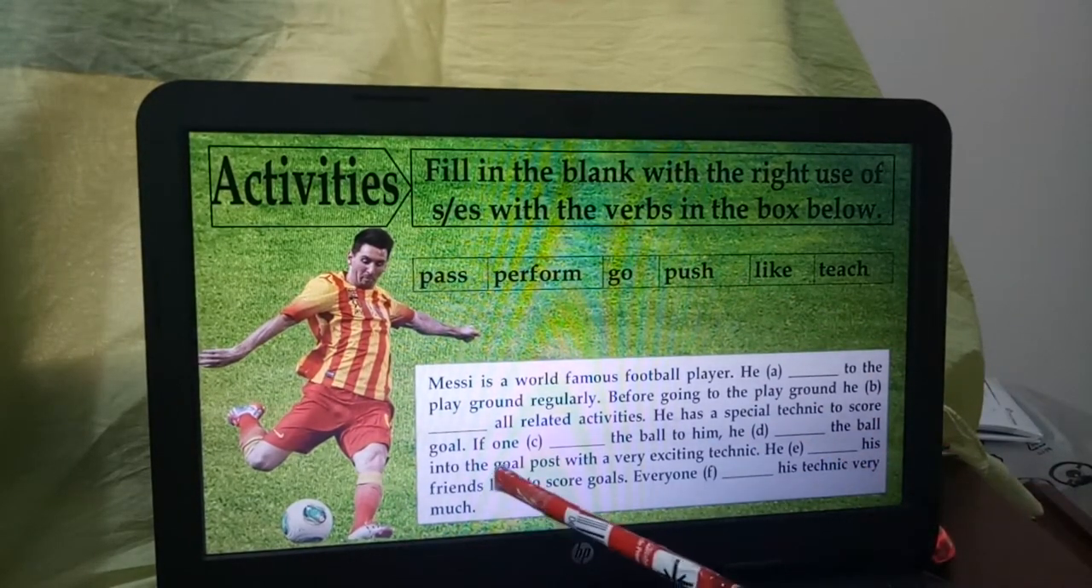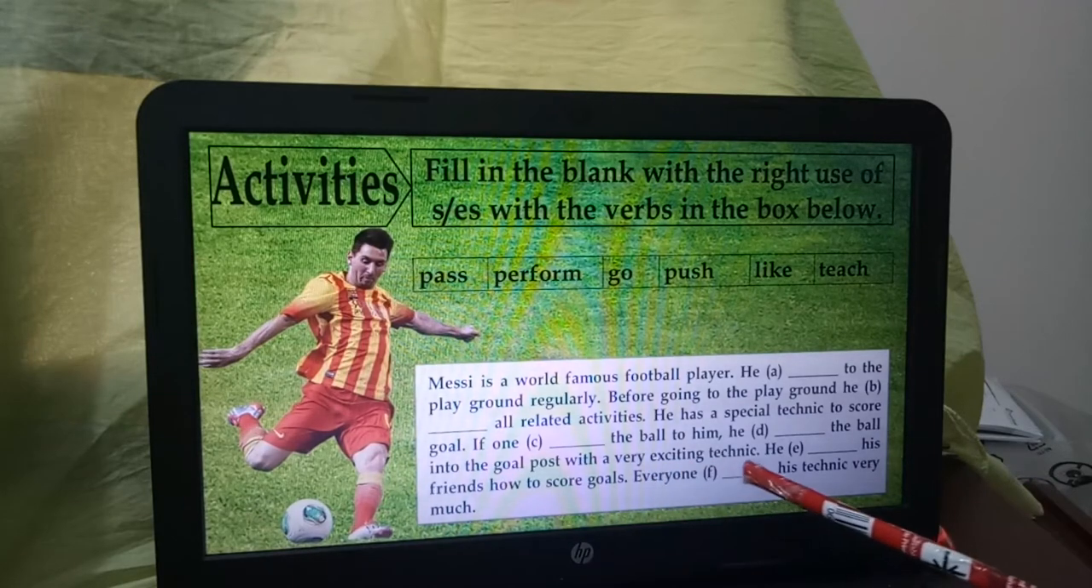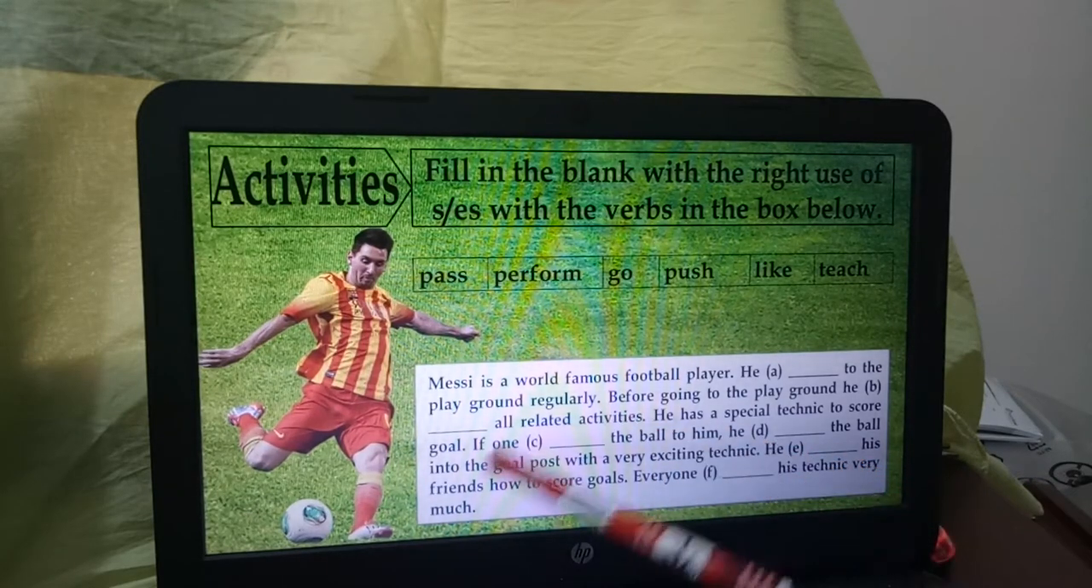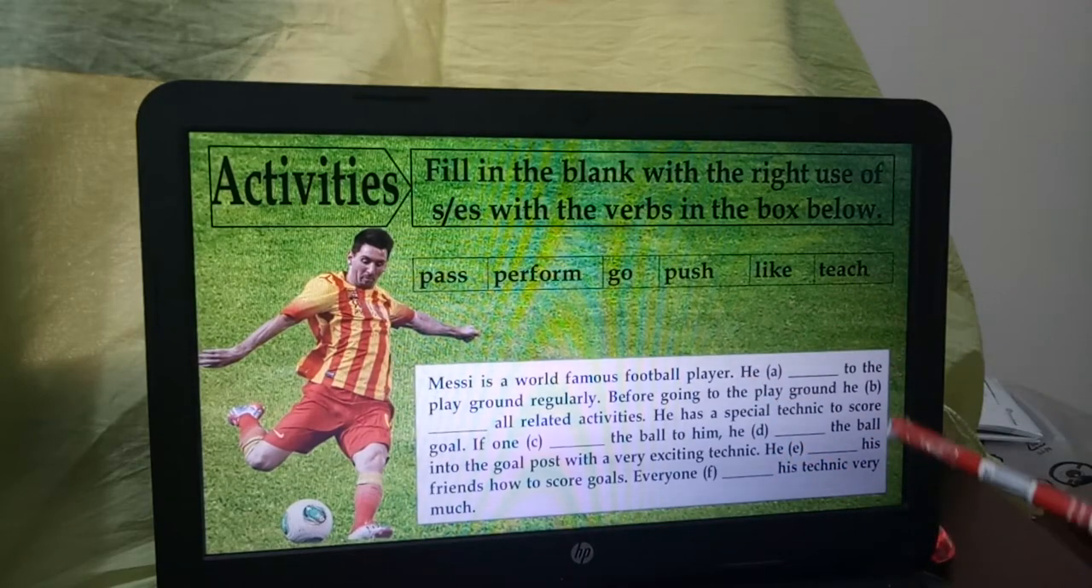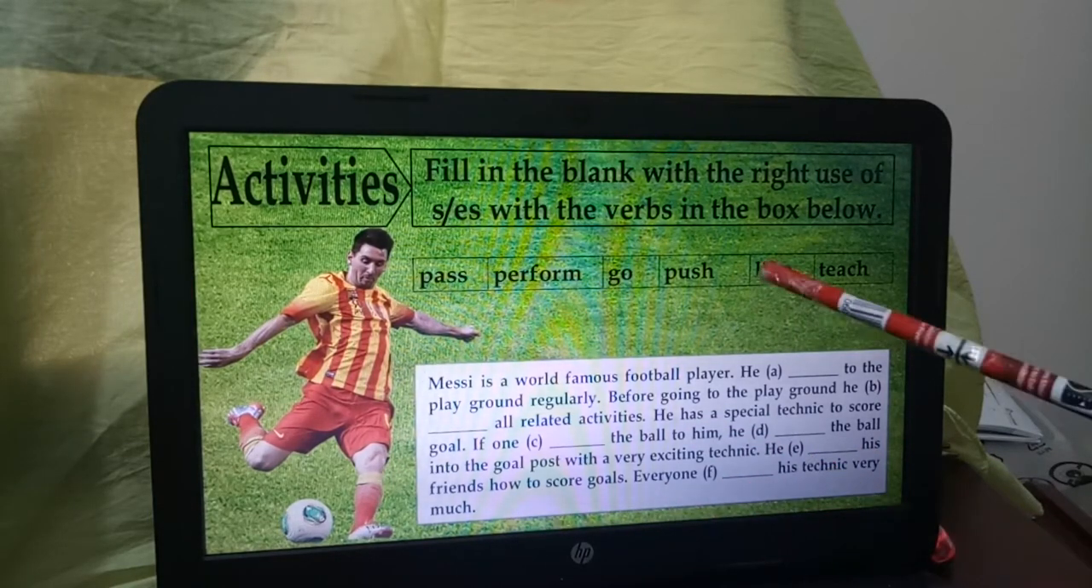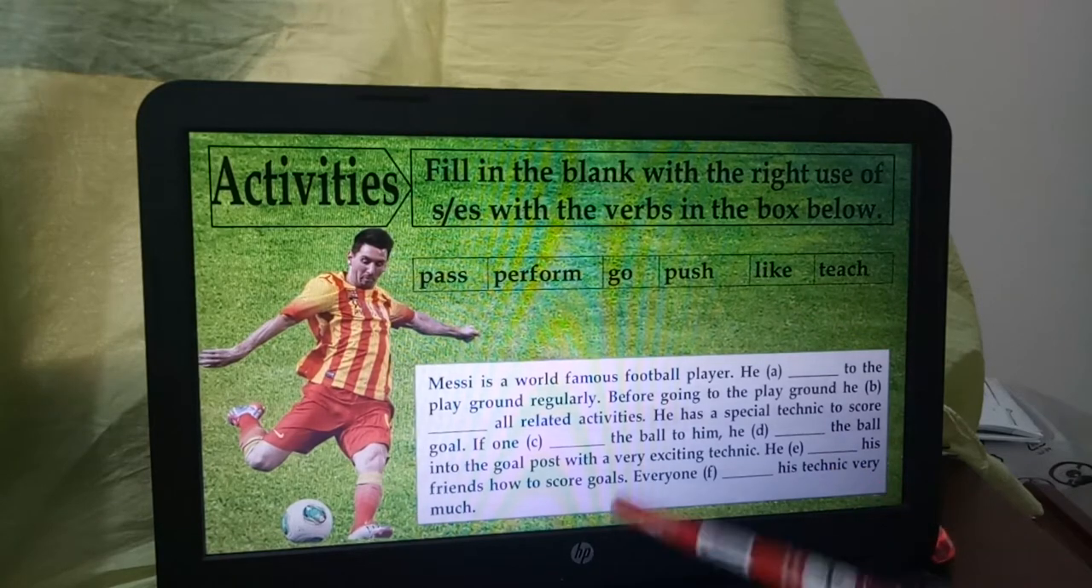He pushes the ball into the goal post with a very exciting technique. He teaches his friends how to score goals. Everyone likes his technique very much.